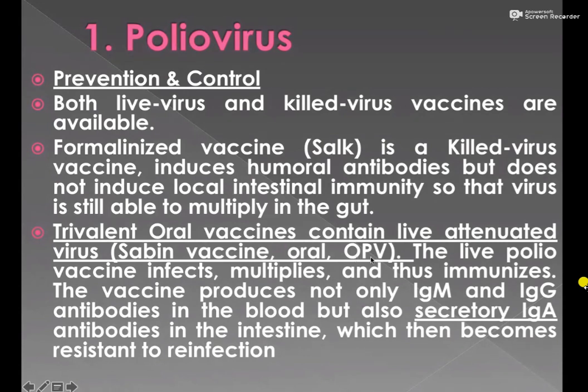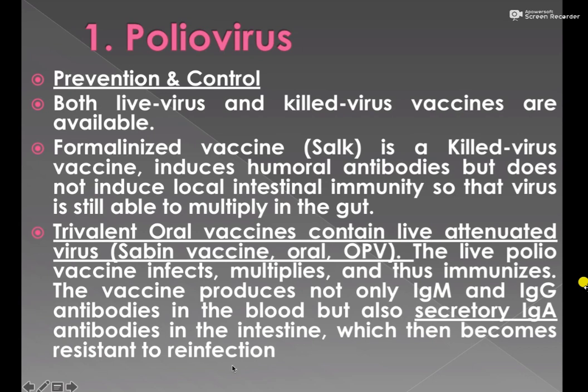OPV, oral polio vaccine. Why is it given orally? This is a very important point. The live vaccine infects, multiplies, and thus immunizes, and it induces both humoral and cell-mediated immunity. Not only IgM, but it produces secretory IgA antibody in the intestine, which then becomes resistant to reinfection.